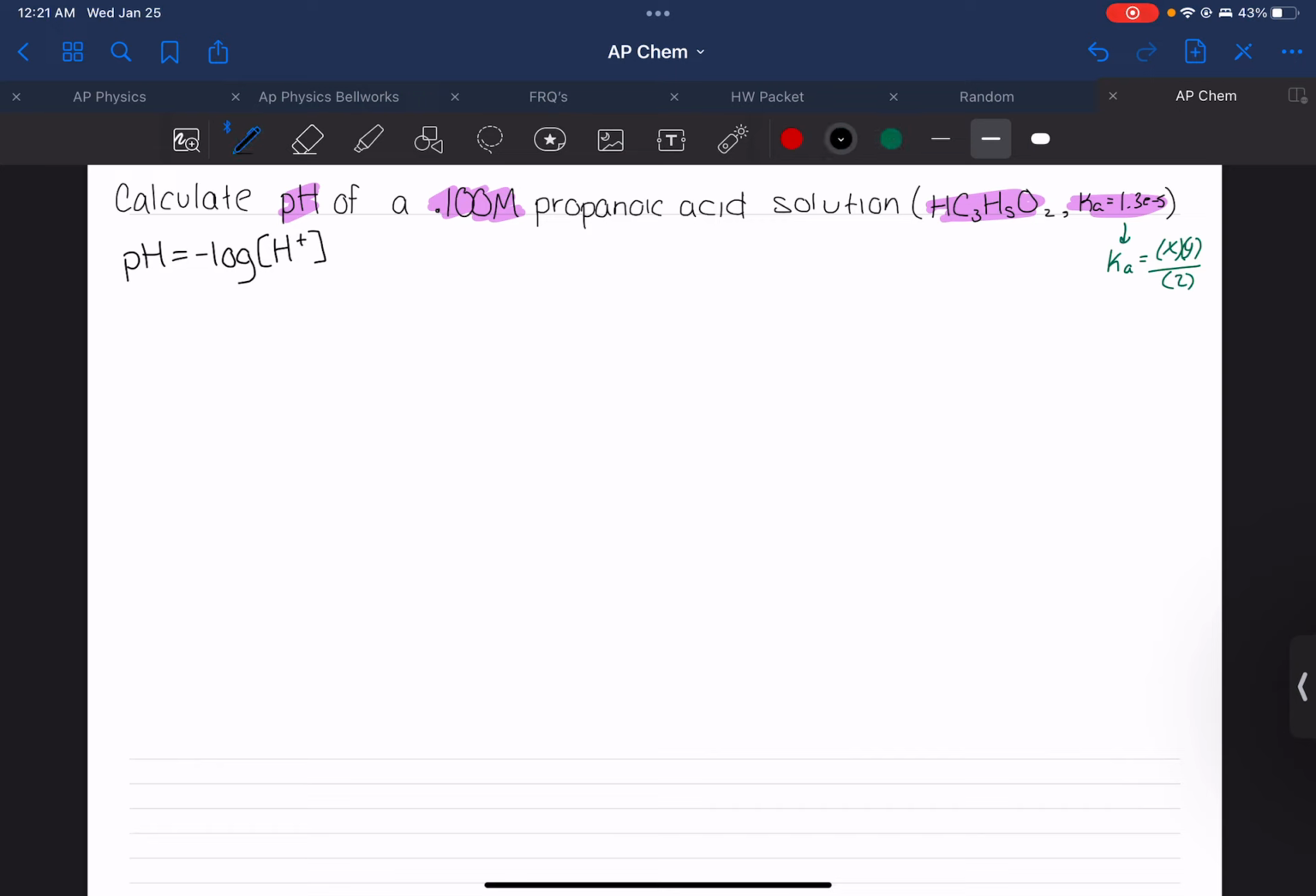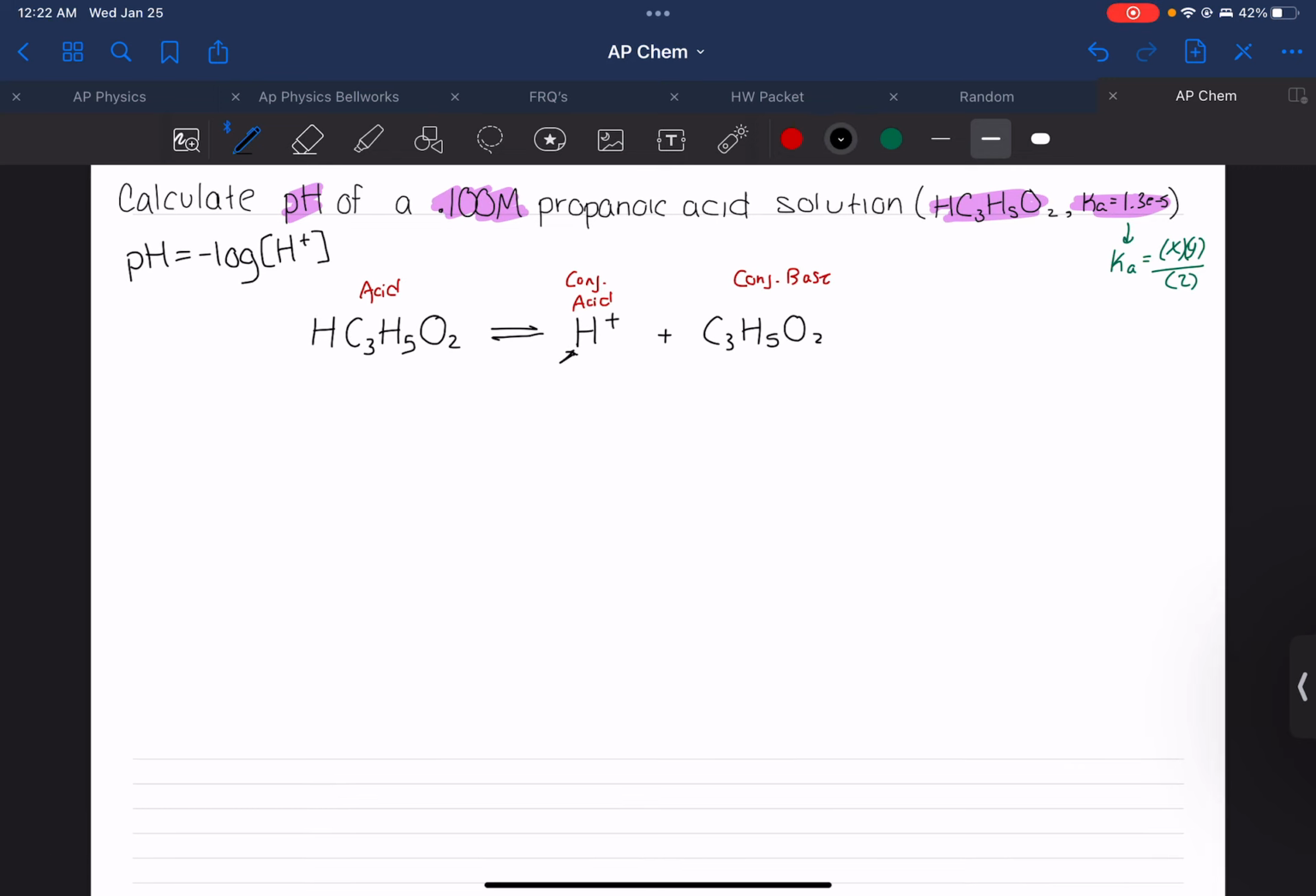Okay, so let's start by writing the equation. So they're telling me propanoic acid solution, so that's HC3H5O2, and I'm solving for H+, which means that this definitely has to dissociate, right? Because you can add water and you can form hydronium, but it wouldn't make sense to do that because you can just simply dissociate. And plus the conjugate base of this acid, C3H5O2. So this is your acid, this is your conjugate acid, this is your conjugate base. This is what's left after a proton is accepted, and this is what's left after a proton has been donated.